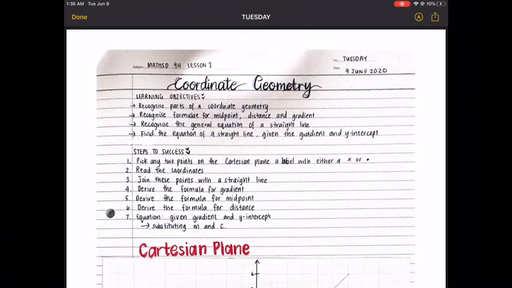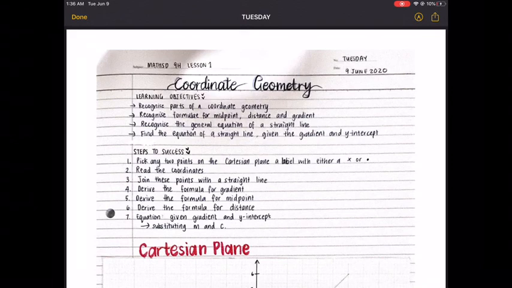Okay, so last week we covered travel graphs and we are done with that. So this week we are going to move on to a new topic, which is coordinate geometry. We have already learned this in year 8, a little bit of it. But in year 9, we're going to have an expansion on coordinate geometry. So before we begin, let's look at our learning objective.